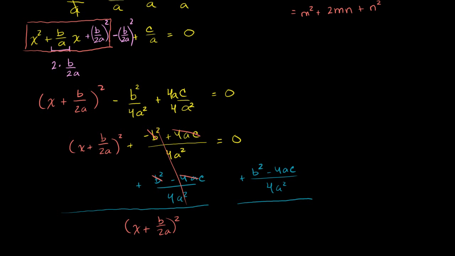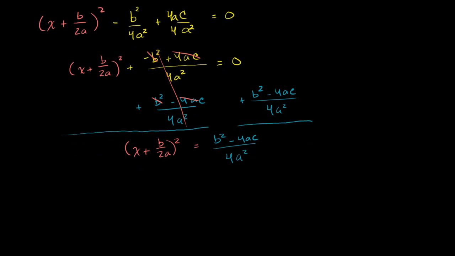And on the right-hand side, you have that being equal to b squared minus 4ac, all of that over 4a squared.